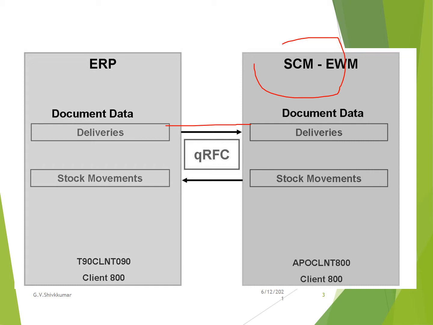For example, if HUs are created in ERP, the HUs will be transported to EWM through the qRFC only, through these queues only. That is the important thing.